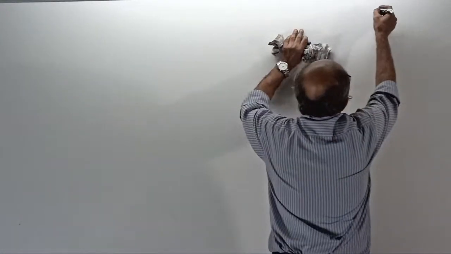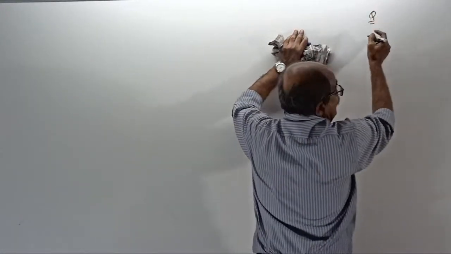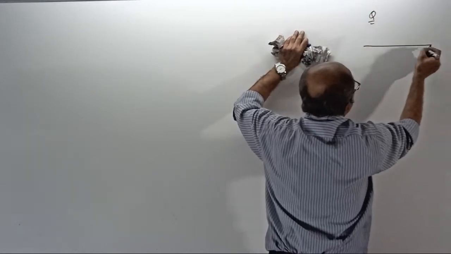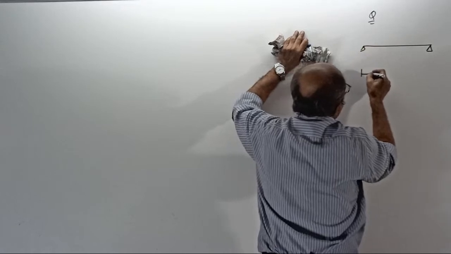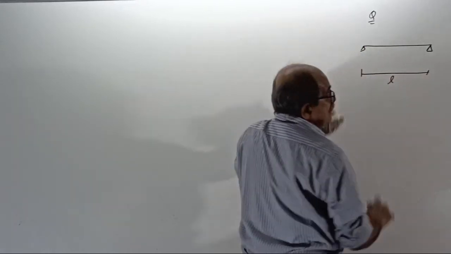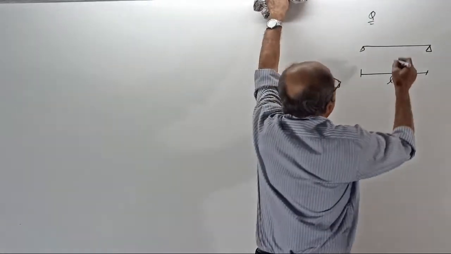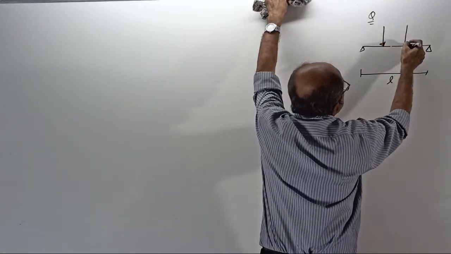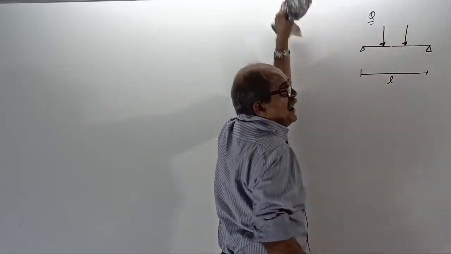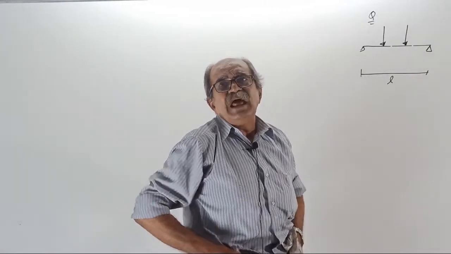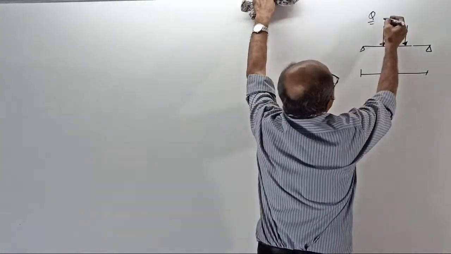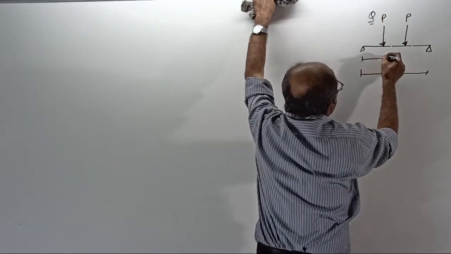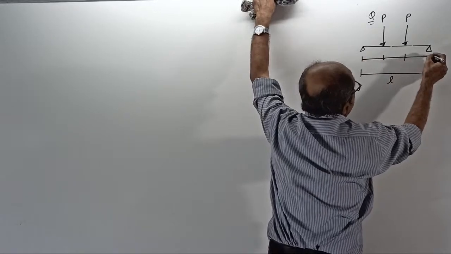The question is, you should write the question. A simply supported beam is of span L. L is the span. It is subjected to 2-point loads. Usually point load people call W. This time I will call P. P each. This is P. This is also P. P each at middle third span points.